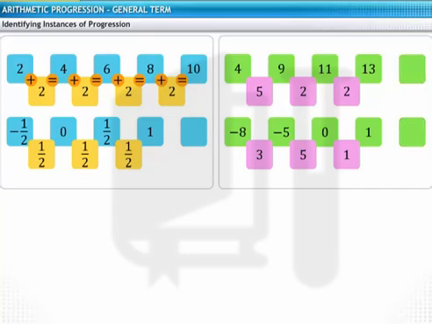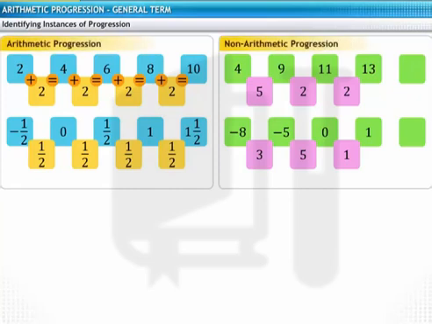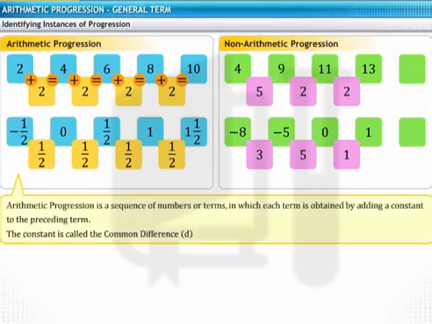The pattern in the first two examples shows that you can obtain successive terms by adding a fixed number or a constant to the preceding terms. Such a list of numbers is said to form an arithmetic progression. So, an arithmetic progression, or AP, is a sequence of numbers or terms in which each term is obtained by adding a constant to the preceding term.